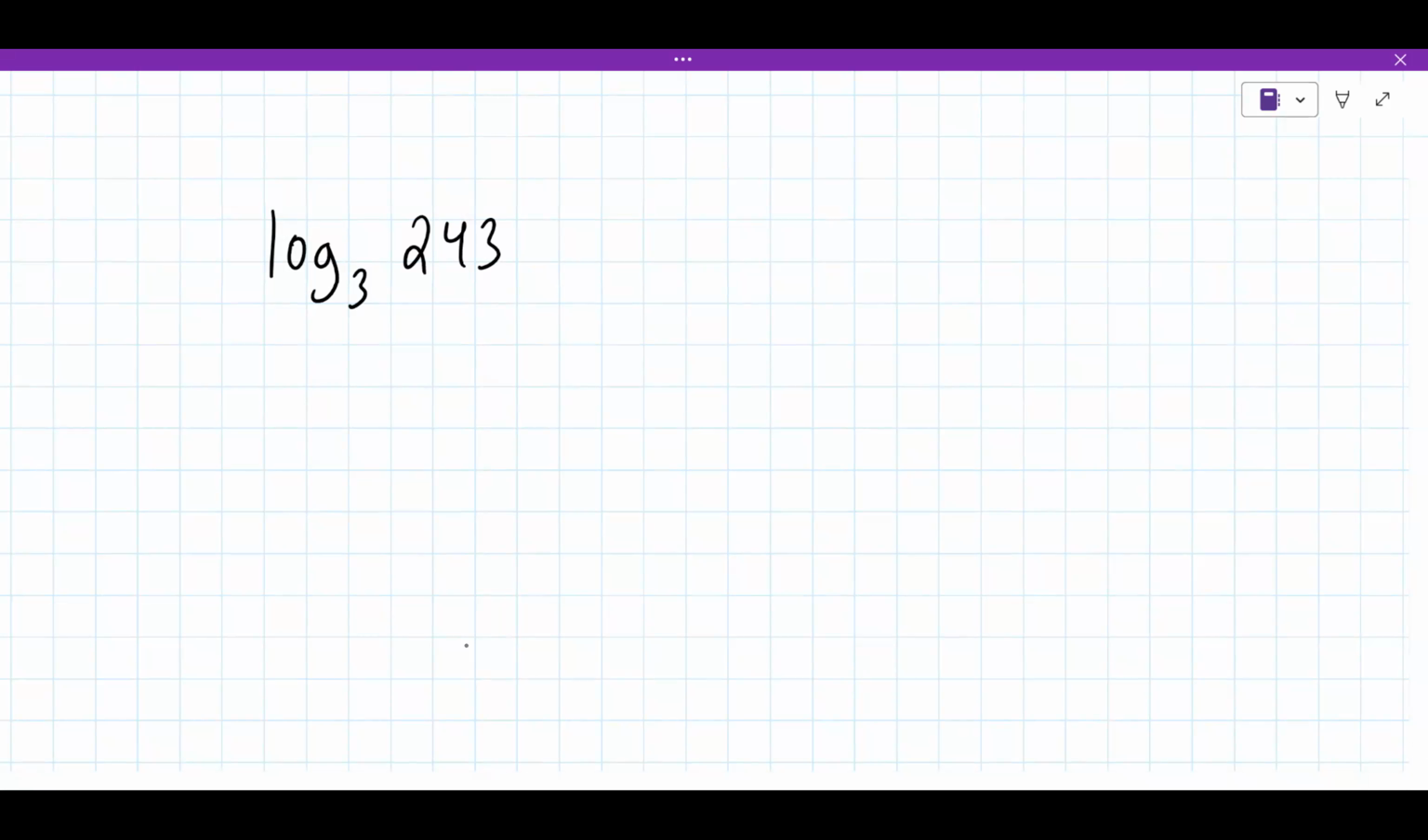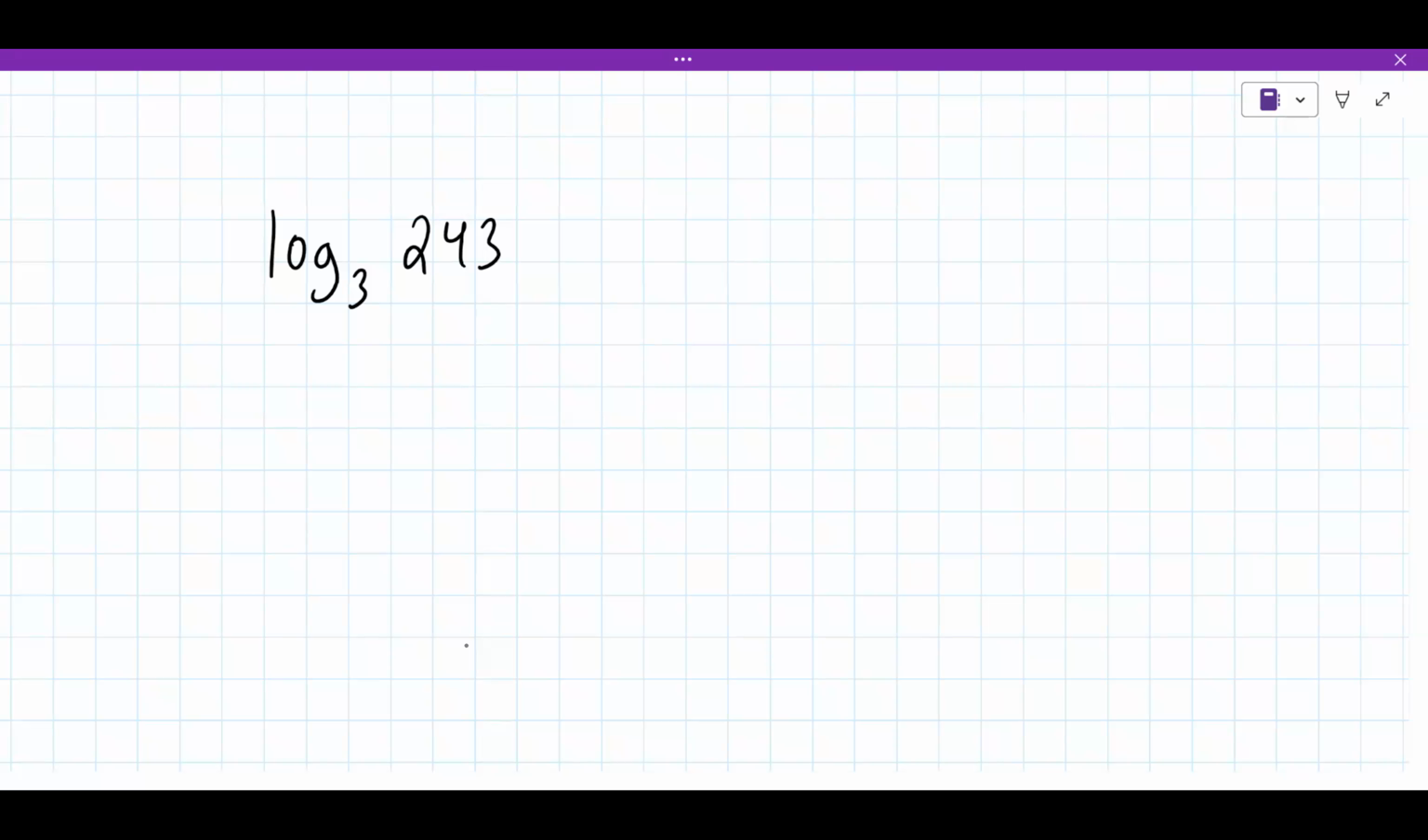Okay, so for 243, what power of 3 can get to 243? You'll have to do a little bit of testing. What's 3 to the 1, what's 3 to the 2, what's 3 to the 3? Go ahead and calculate until you find it. I wouldn't give you one that didn't work. That wouldn't be very fair.